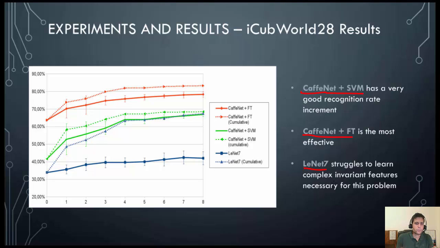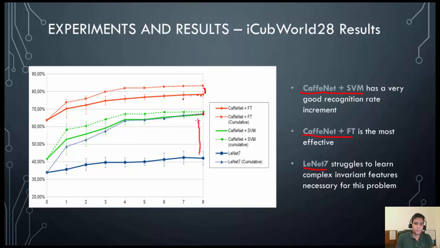I would like to point out also that in this case, for the CaffeNet plus FVM and CaffeNet plus FT, we have a very low difference between the actual incremental learning strategy and the respective cumulative one, and it is very good since they are very different in terms of computational power and memory that they use, and of course in this case it would be preferable to use the incremental learning strategy.